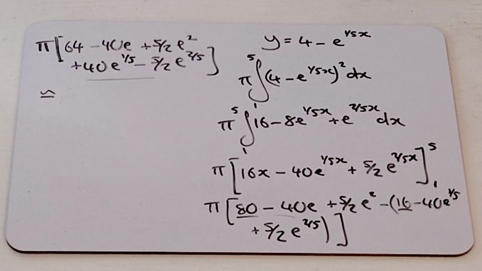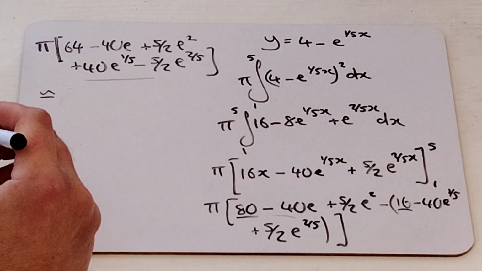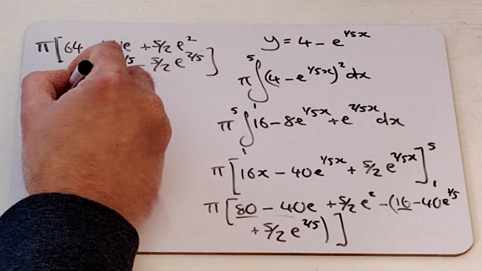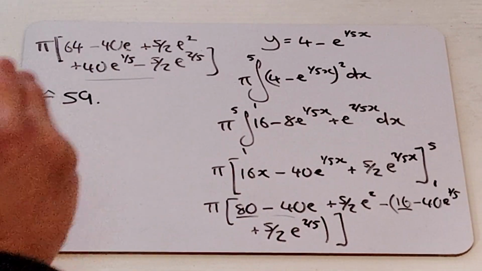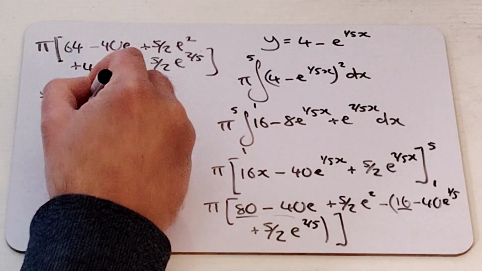That exact value is quite unpleasant, so in this case I would be inclined to simplify it to a decimal to 3 significant figures. So we have a final value of 59.3 centimeters cubed, or cubic units.